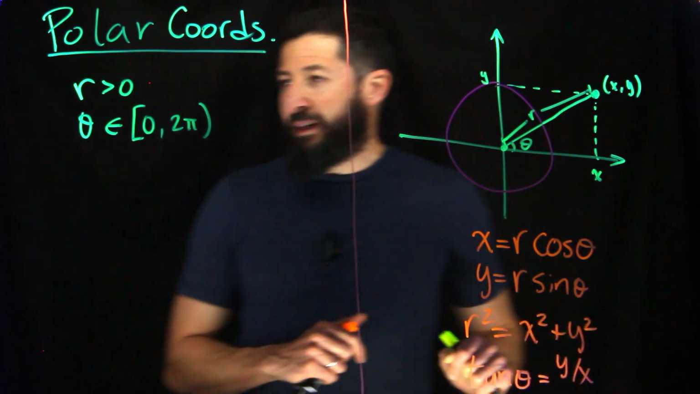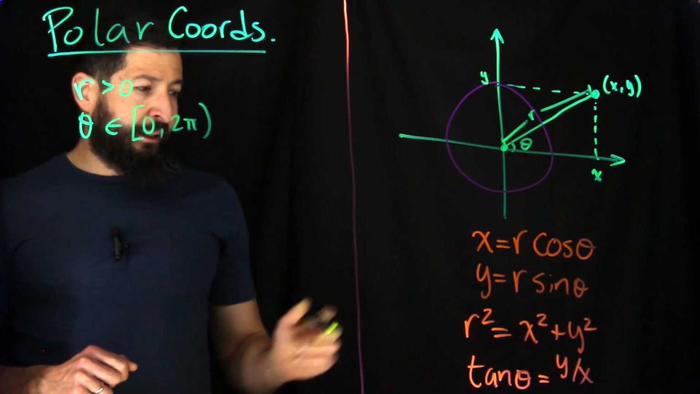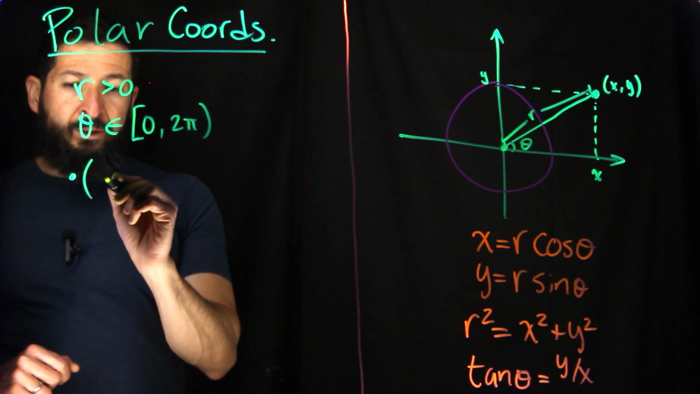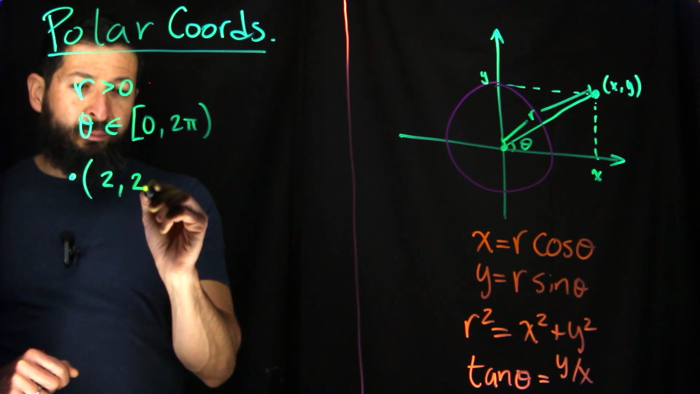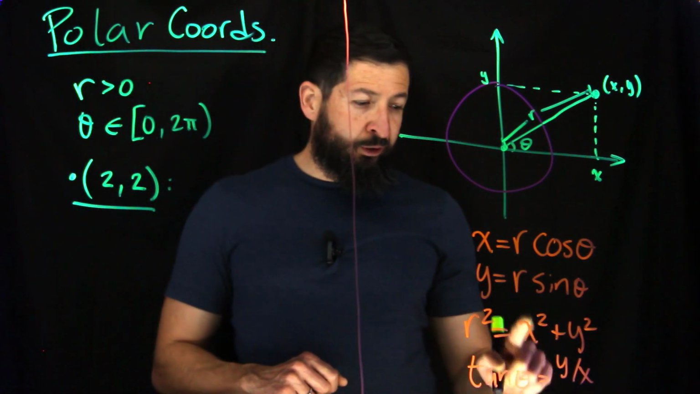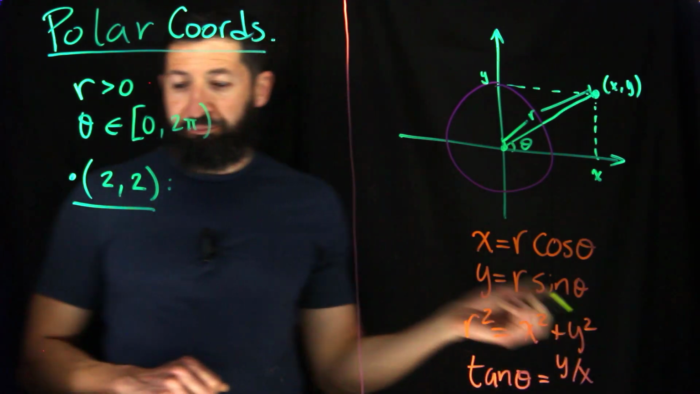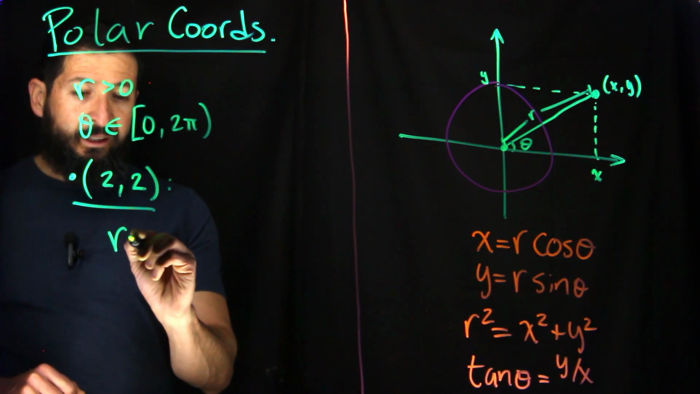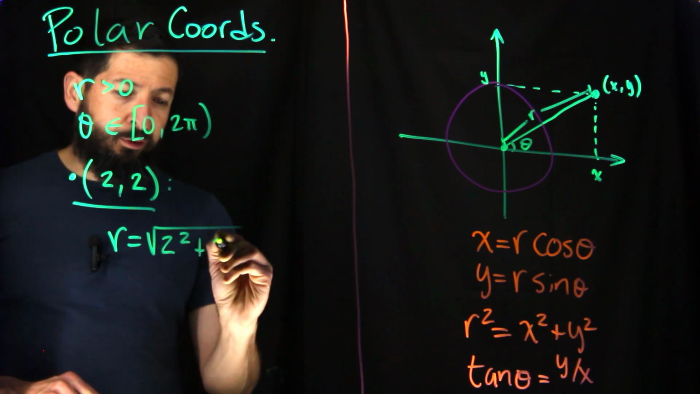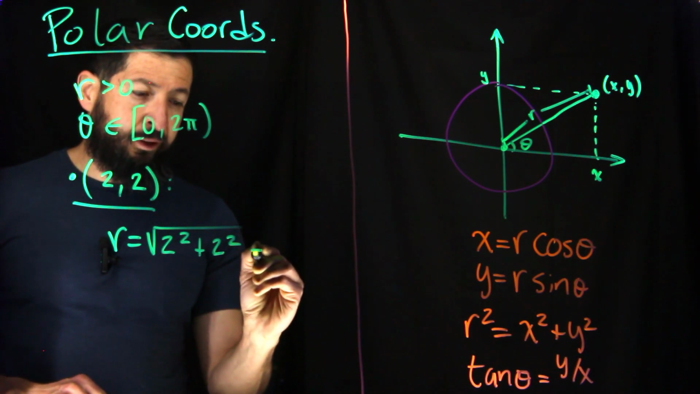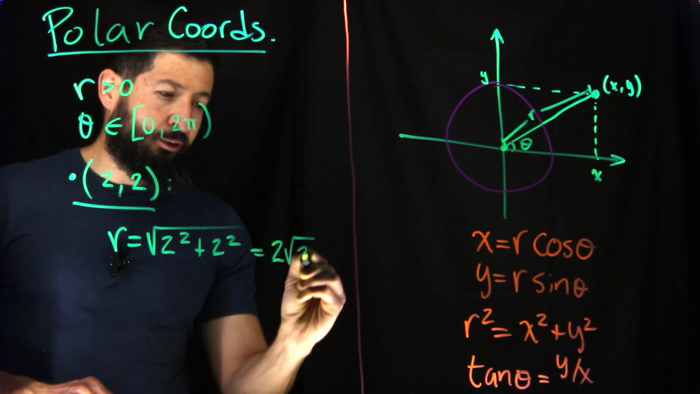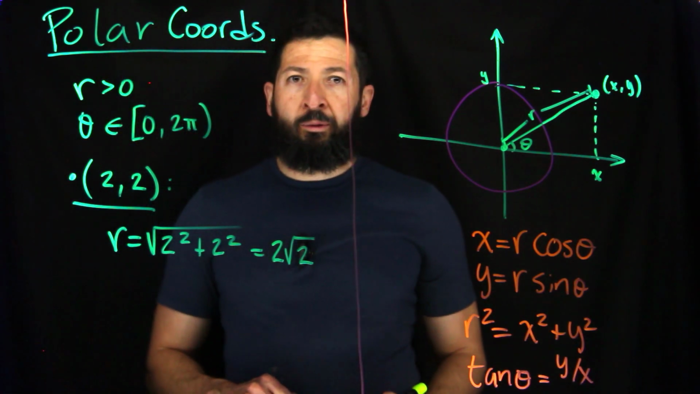So for example, if I give you a point in rectangular form, let's say 2, 2, and I ask you to find the polar coordinates, then you would use this formula right here. The radius is going to be the square root of 2 squared plus 2 squared, which is the square root of 4 plus 4, 8, which you can write as 2 square root of 2. That would be your radius.